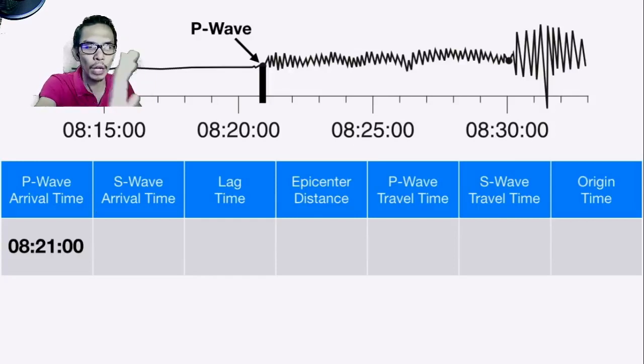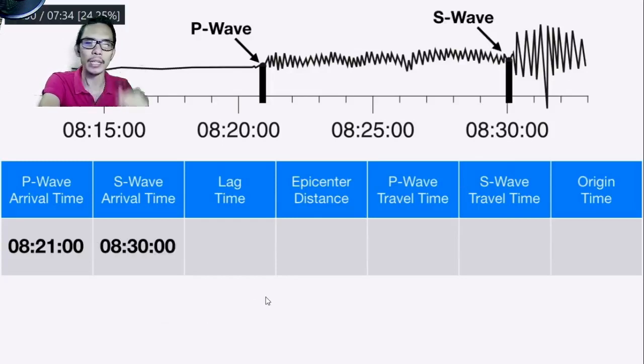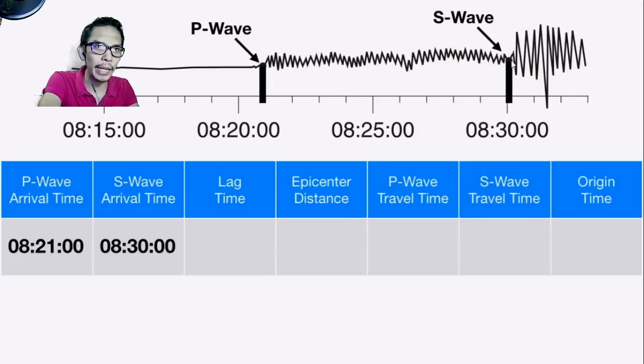Now, we all know that the S wave arrived later than the P wave. As you can see, the S wave started to rise over here. So we will use this place to find the time of arrival of your S wave. We see that it is around 8:30. So let's see if we are correct. At 8:30, the S wave has arrived and was picked up by your seismograph.